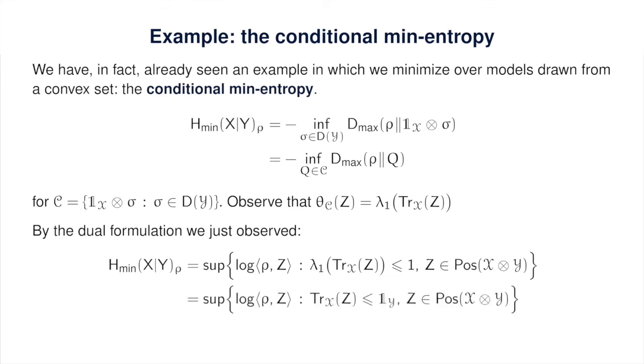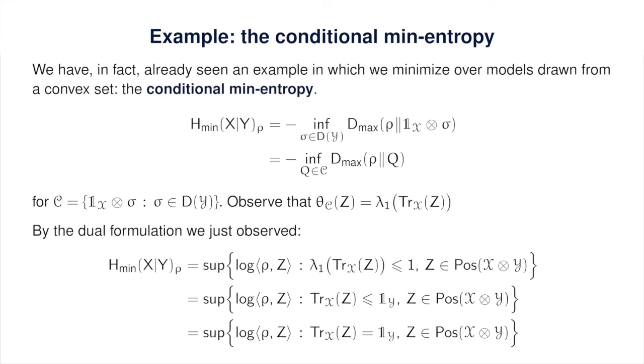Now, the condition that the largest eigenvalue of a Hermitian operator is at most 1 is equivalent to saying that that operator is less than or equal to the identity with respect to the positive semi-definite ordering. And it's not too hard to see that the supremum might as well be limited to those Z for which the partial trace over X equals the identity.